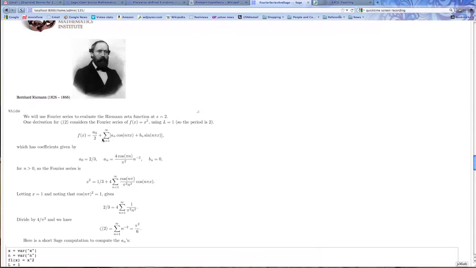That's our function. We're going to find the Fourier series of that function. So here's the formula for the Fourier series, and the coefficients a(n) and b(n). We talked about the formulas for them earlier.